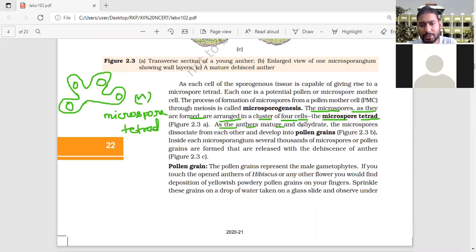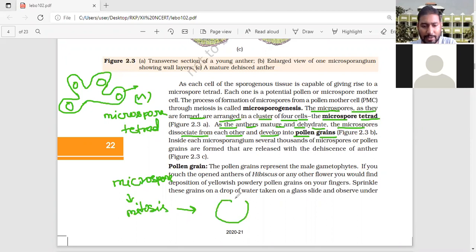Now, as the anther matures and dehydrates, the microspores dissociate from each other and develop into pollen grains. I told you a single microspore from the tetrad will undergo mitosis. After mitosis, it forms a two-celled structure. The large one is known as the vegetative cell, and the small one is known as the generative cell. Okay, vegetative cell and generative cell.